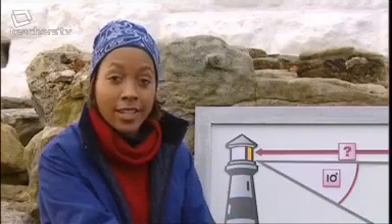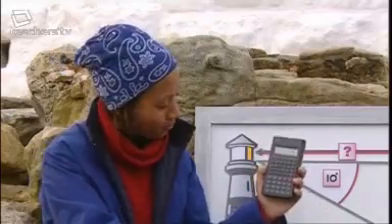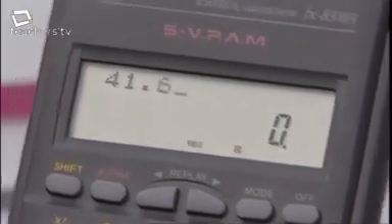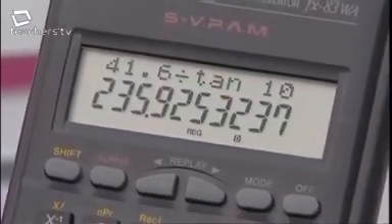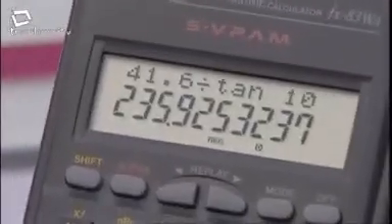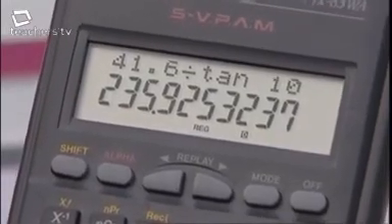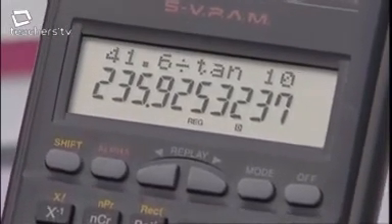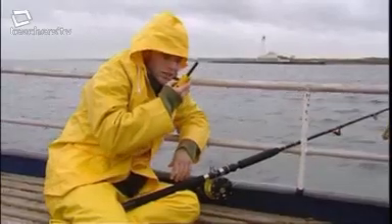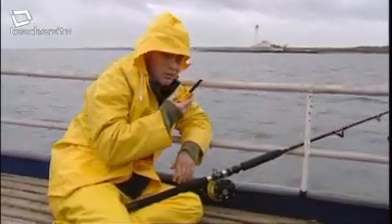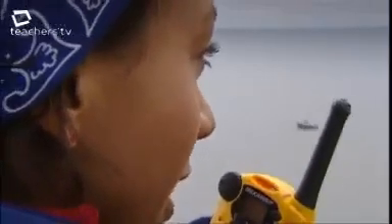To work this out, I need to use my calculator. 41.6 divided by tan 10 equals the adjacent, and rounding that to the nearest metre means that Jamie is 236 metres from the bottom of the lighthouse. So Katie, how far away am I? 236 metres.